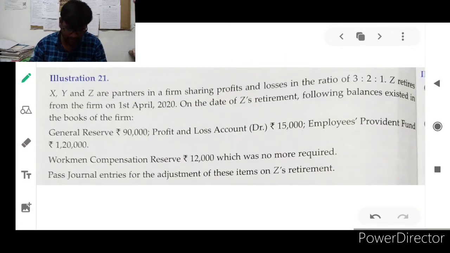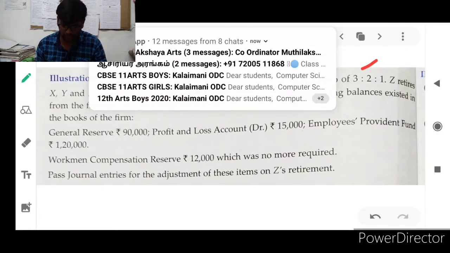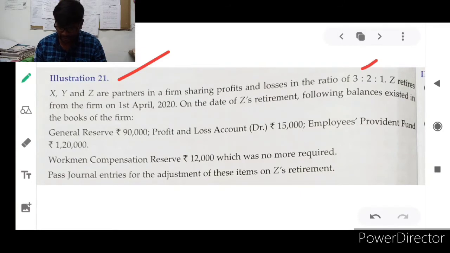For your better understanding, we can discuss an illustration. Illustration 21. X, Y and Z are partners in a firm sharing profits and losses in the ratio of 3:2:1. 3:2:1 is their existing profit and loss sharing ratio. So Z is retiring. Partner Z is retiring from the firm on 1st April 2020. On the date of Z's retirement, the following balances existed in the books of the firm.